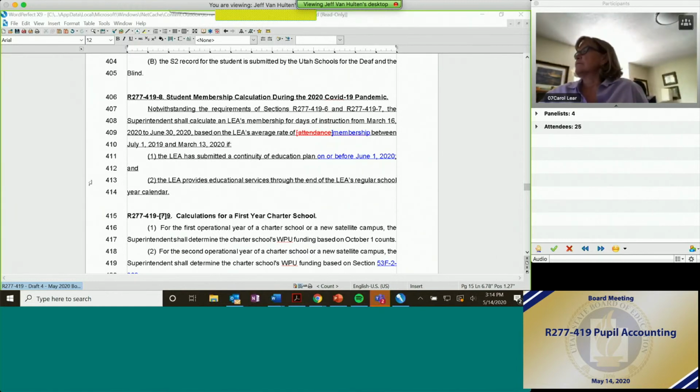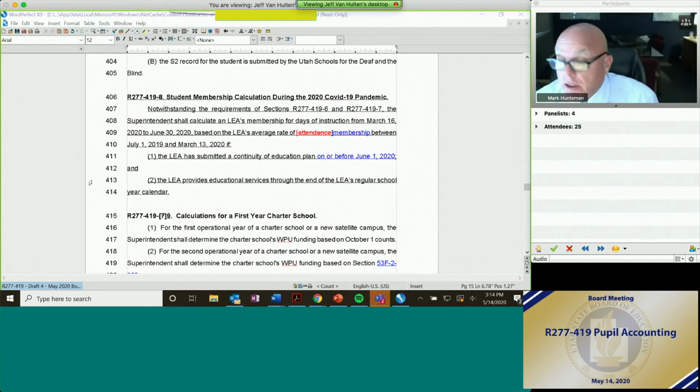Okay. I'm not seeing any other hands, so we're going to vote on this. The motion before the board is that the board approve R277-419 draft 4 on third and final reading. So board members, this is the time to vote. And if Scott Nelson's on the phone, if you want to verbally recognize his vote, I don't think he's with us.